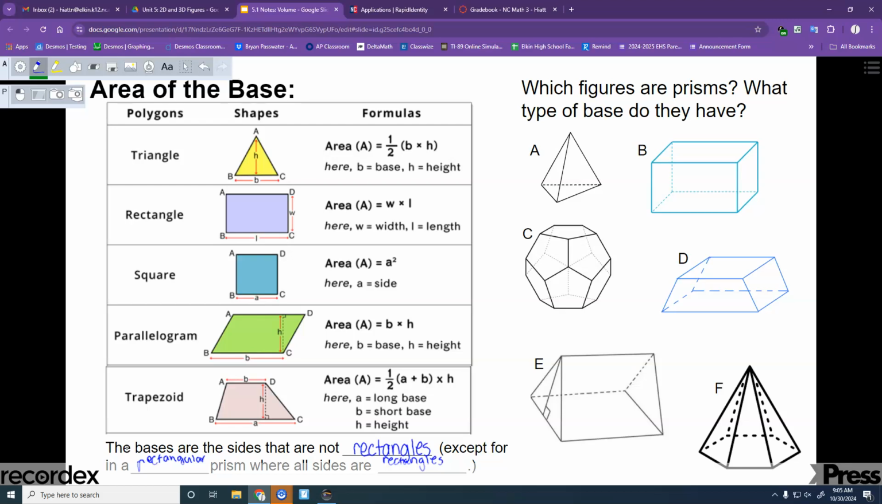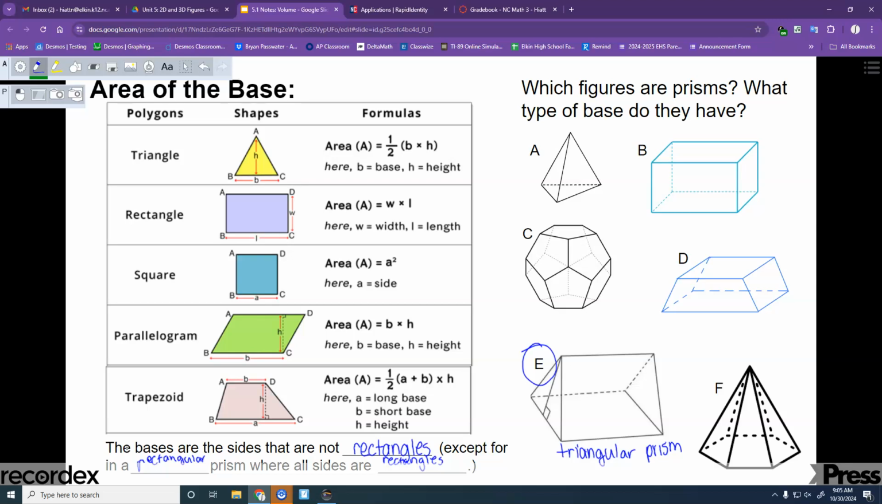What you got, Lily? Which one? E. What type is that? Triangular prism. Okay? All right, somebody else.